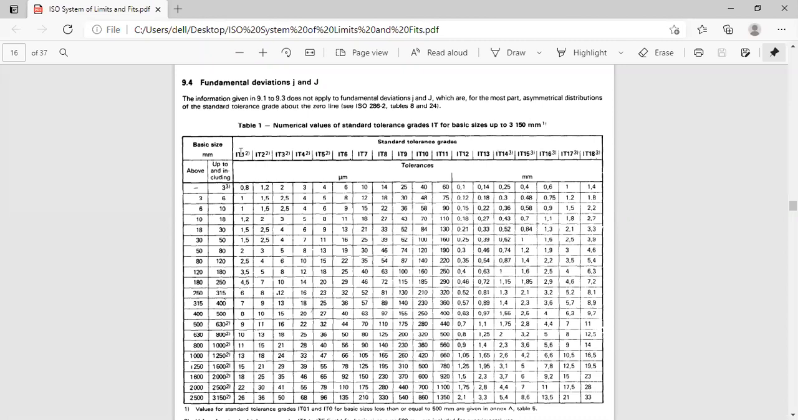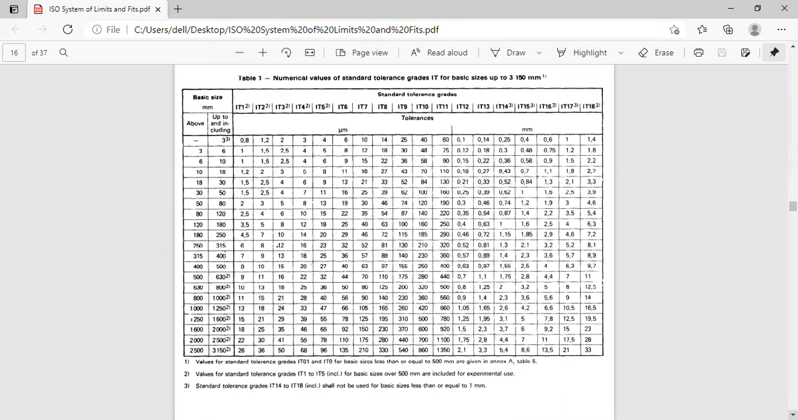Already I told you IT1 to IT18. So he has given this, and you just try to see how to take the values for different IT tolerance grades. So we can take directly; you don't have to remember this tolerance range. So this is the numerical values of standard tolerance grades for basic sizes up to 3150 mm. He has told here, you just try to see this one.